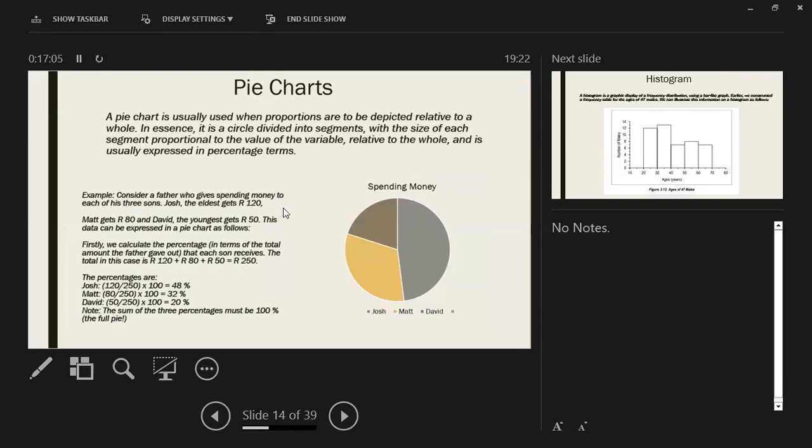Now let's look at the pie chart. A pie chart is usually used when proportions are to be depicted relative to a whole. So when you want to compare a certain portion in relation to the whole, you will have to use what is called a pie chart. In essence, it is a circle divided into segments with the size of each segment proportional to the value of the variable relative to the whole, and is usually expressed in terms of percentages.